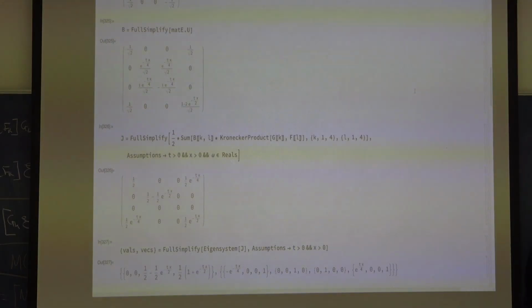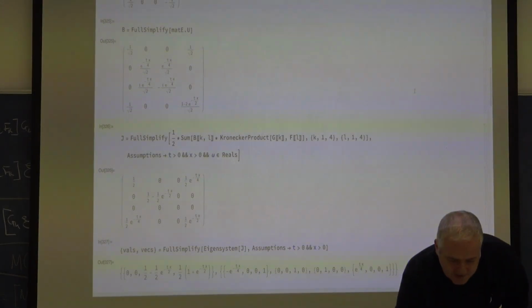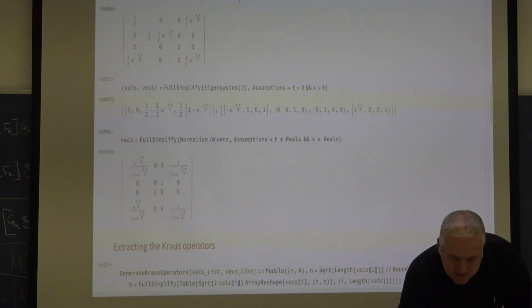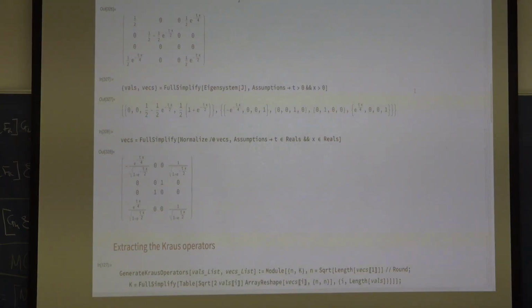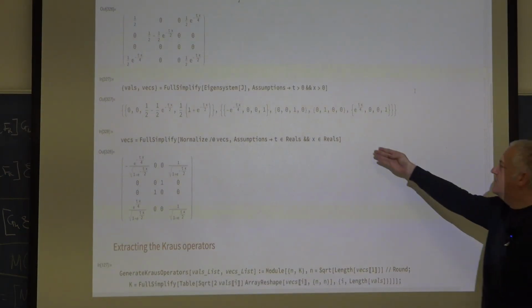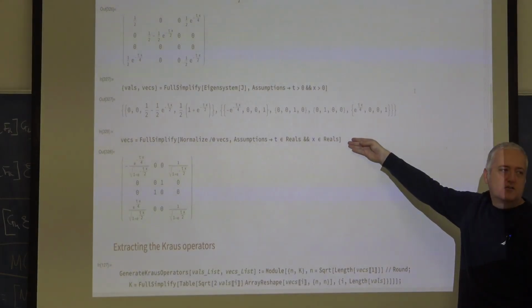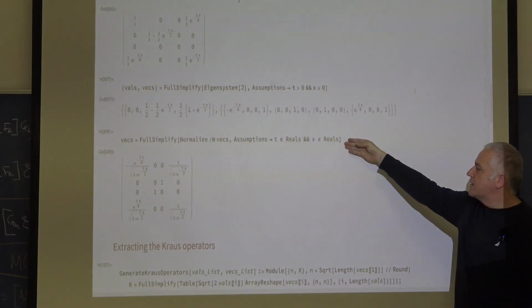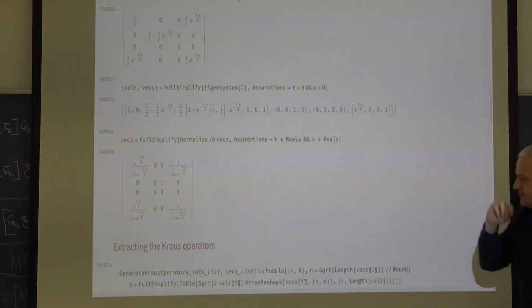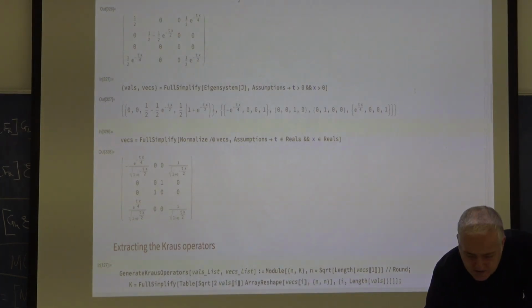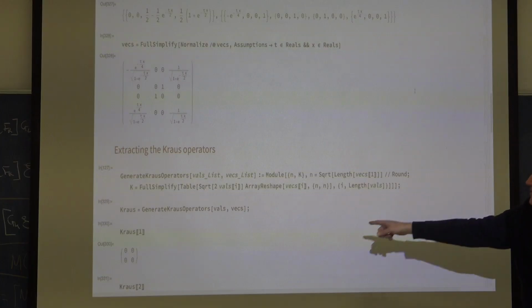Okay? Then I just find the eigenvalues and eigenvectors. You have to be very careful with Mathematica. Mathematica normally doesn't normalize the eigenvectors, so I make sure that they are normalized. Okay? And then I extract the Kraus operators exactly with the procedure I told you.